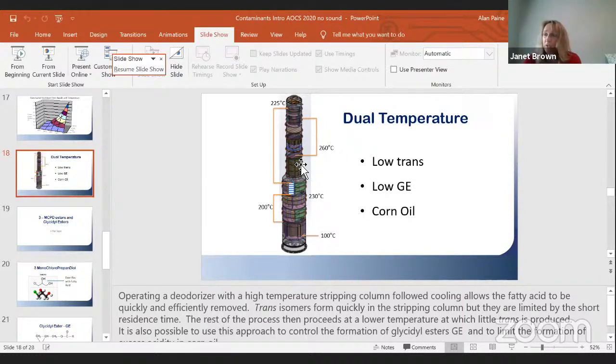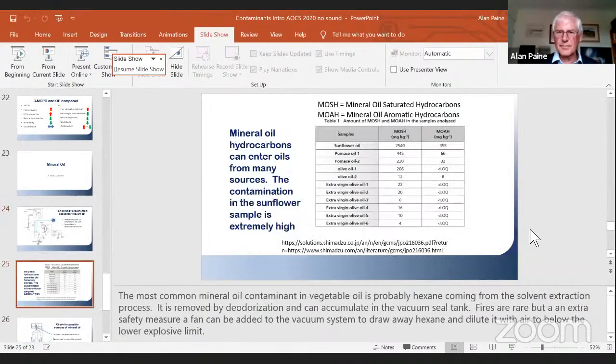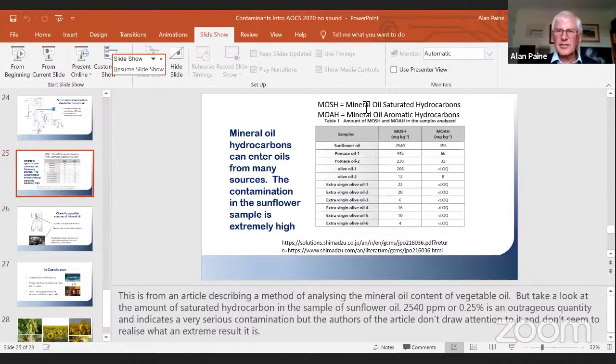All right, there's probably one last question here. Is there any process for MOSH removal? MOSH, oh, the mineral oil saturated hydrocarbons. Yes. Yeah, there we go.